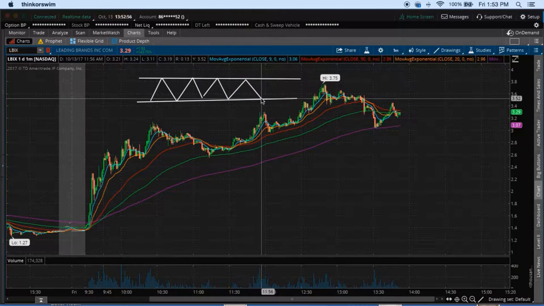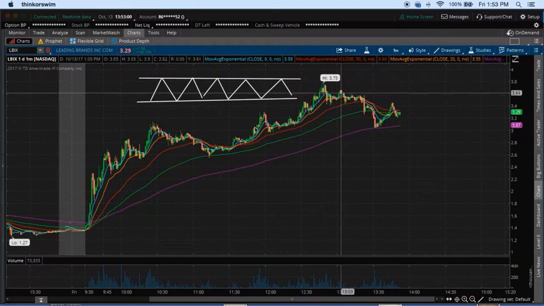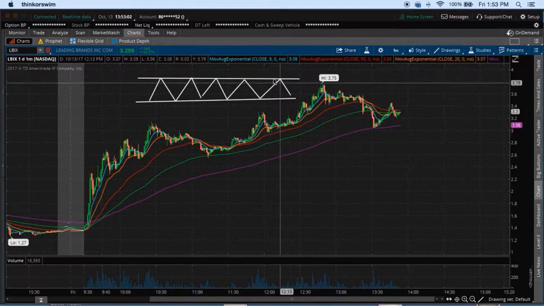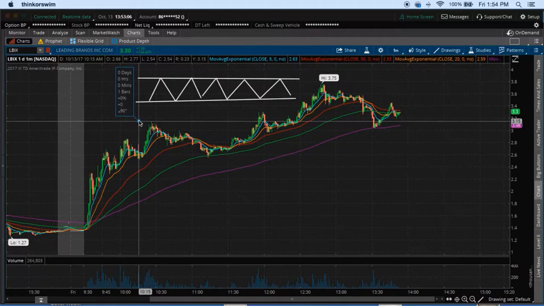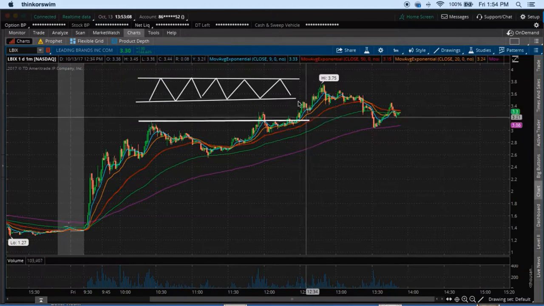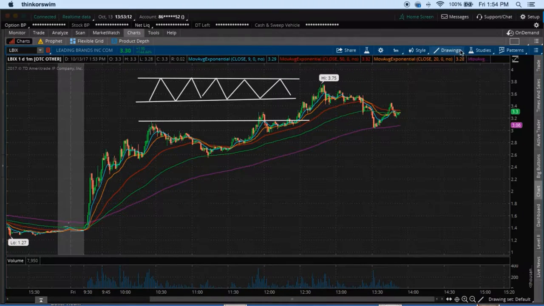Well, what if I told you that when a stock is moving up and it keeps setting new highs, you can't really calculate a resistance, because look what happens. This could have been a resistance. Well, it just broke through that. So now where's the support? Where's the resistance?